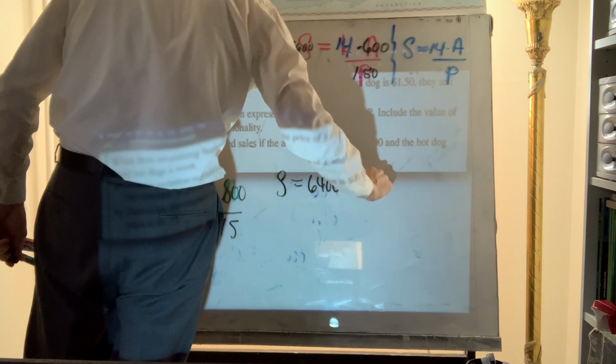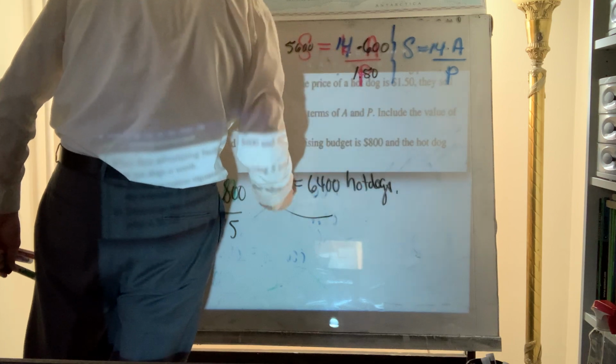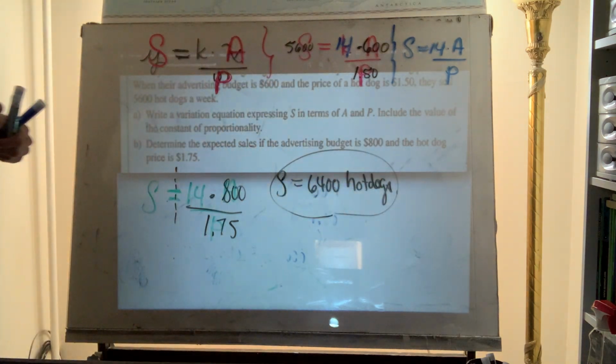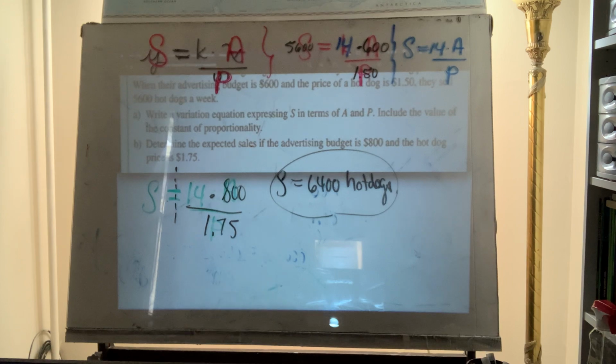They become so abundant they'd be our currency. That's from an old skit on Saturday Night Live. 6,400 hot dogs.